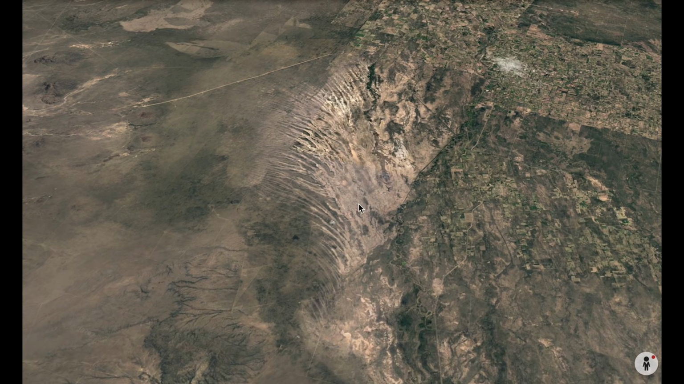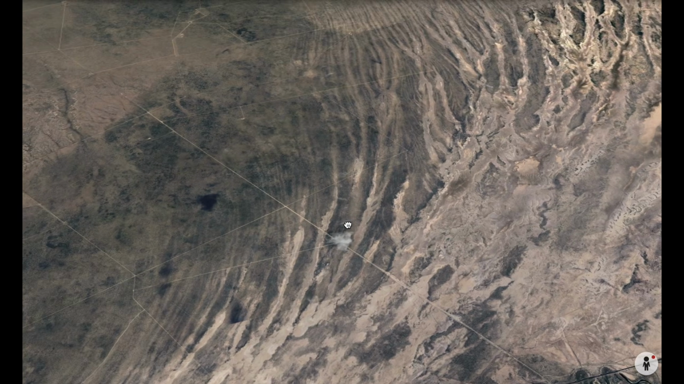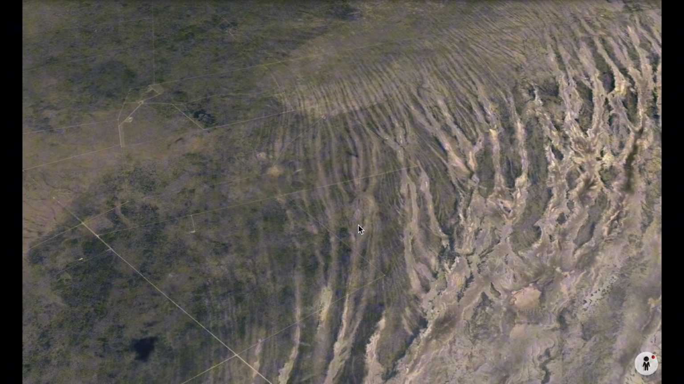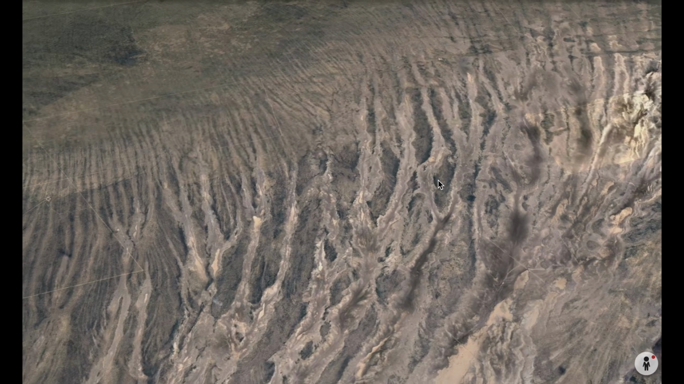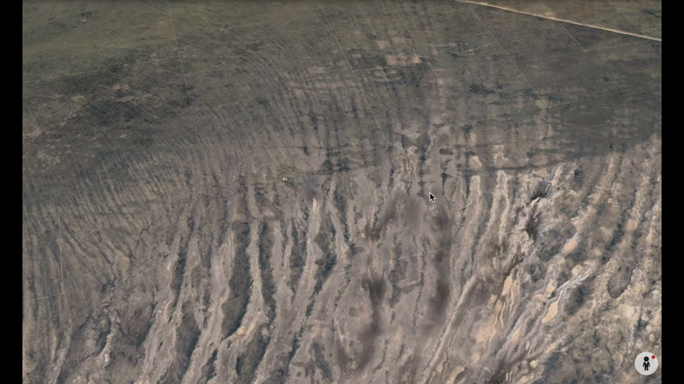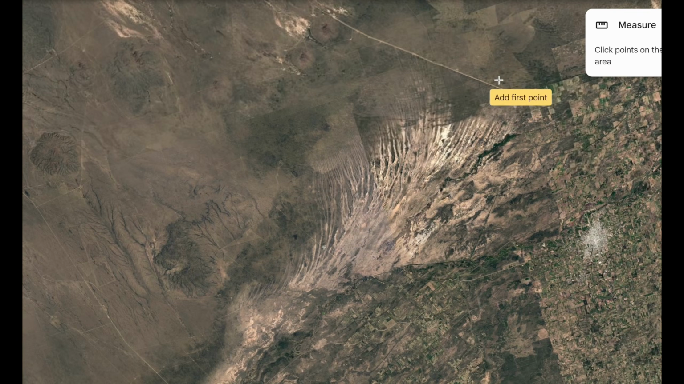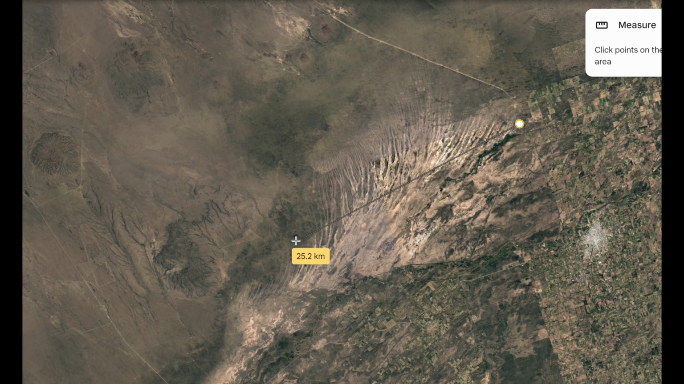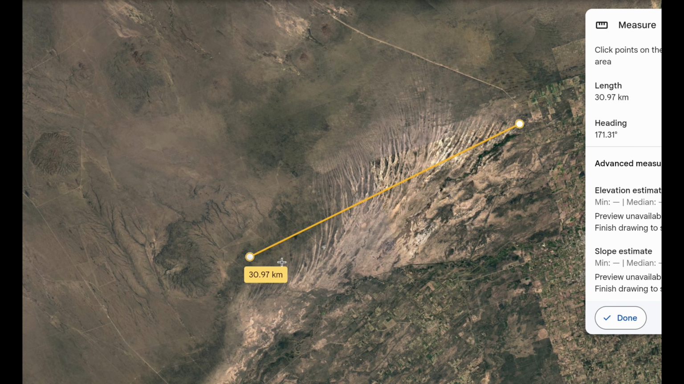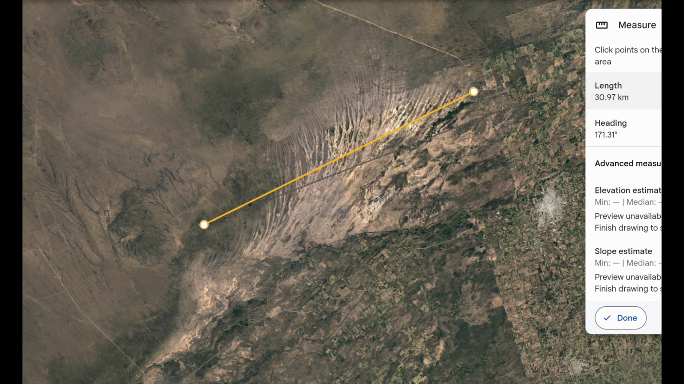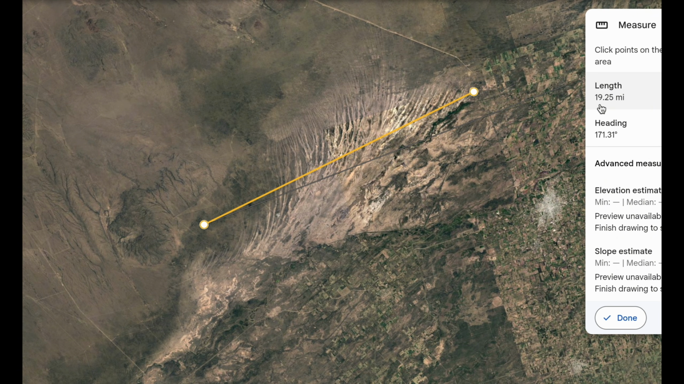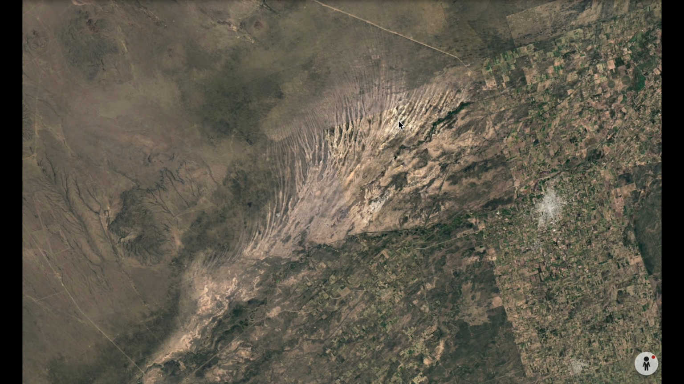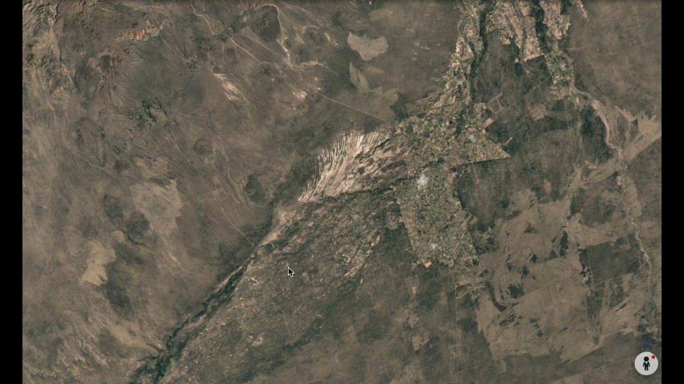So when you check out this area here, you can see that there's a ton of parallel channels in close proximity. This is a feature of sheet water flow and decreasing water flow. So what this erosion is showing us is that from here to all the way about here, about a full 30 kilometers, aka 19.25 miles, we're seeing evidence of sheet water flow washing through here.